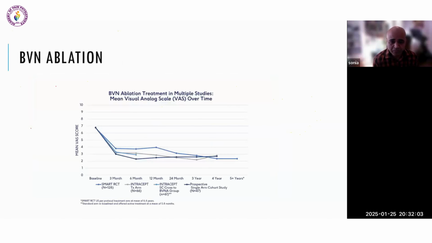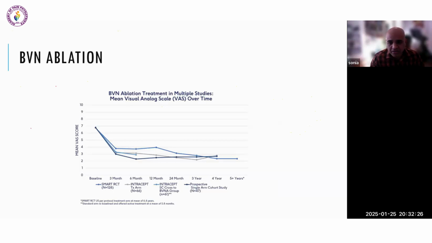Next slide, please. About the evidence for this procedure, there is a high-quality prospective randomized controlled trial which has been ongoing for more than 5 years now. The major indicators are functional improvement through the Oswestry Disability Index and pain improvement on the visual analog scale.